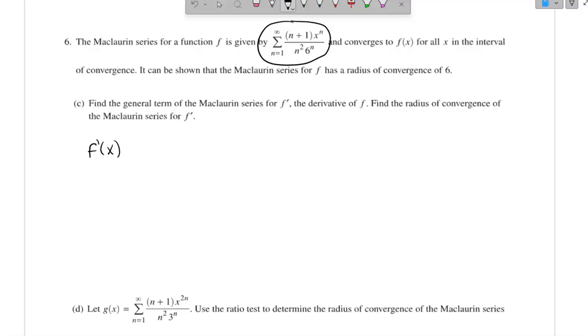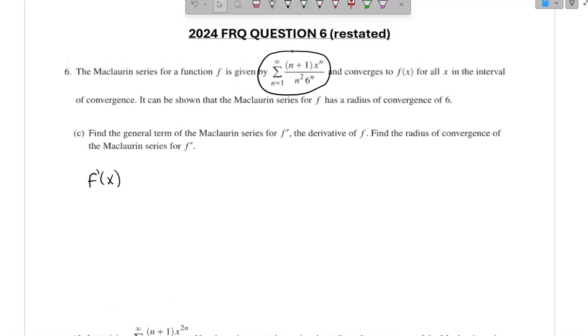Now, what we have to remember is that everything here is a numeric term except the x to the n. So really all I need to focus on here for part C is taking the derivative of x to the n, and the derivative of that using the power rule would be n x to the n minus 1. Everything else is just a coefficient. So that's what I'm going to start by writing here for part C.